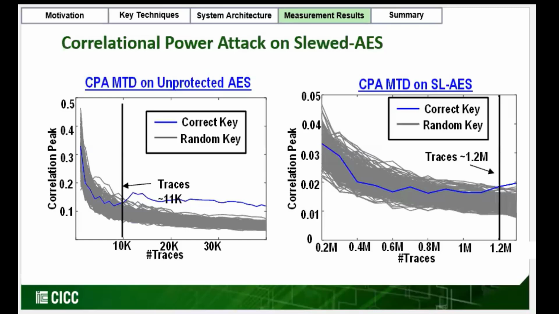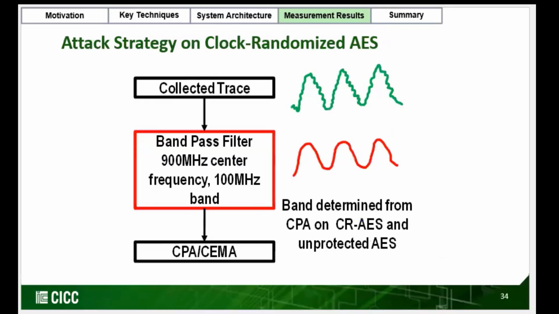This is the result of correlational power attack on slewed AES. We can see that unprotected AES can be hacked with just 11K traces. However, in presence of slewed clock, it takes 1.2 million traces to get the correct key byte. We have explored one attack strategy for clock randomized AES. Note that clock randomized AES in general seems to be working very well.